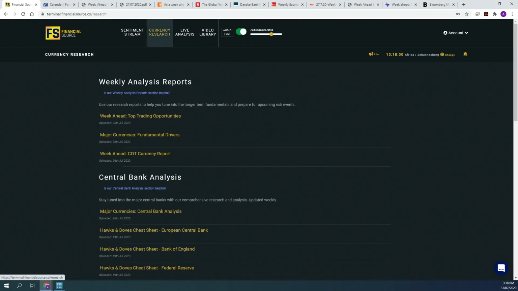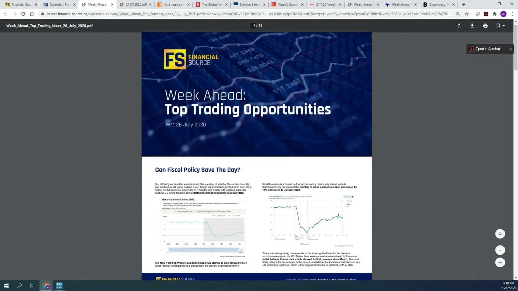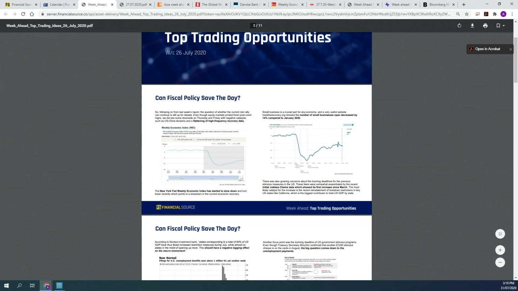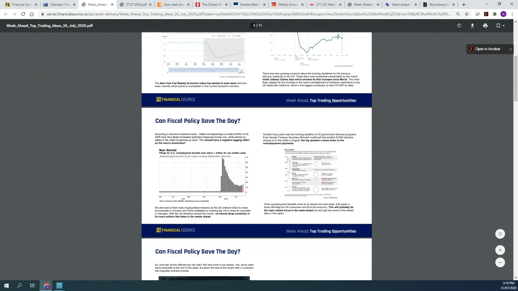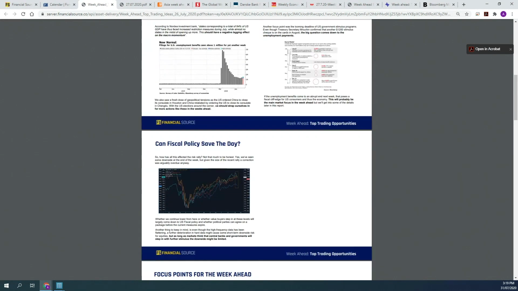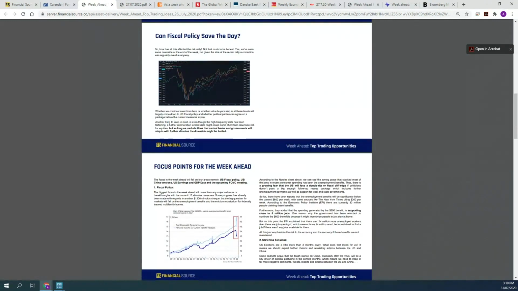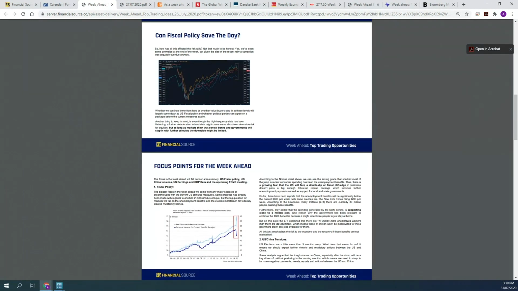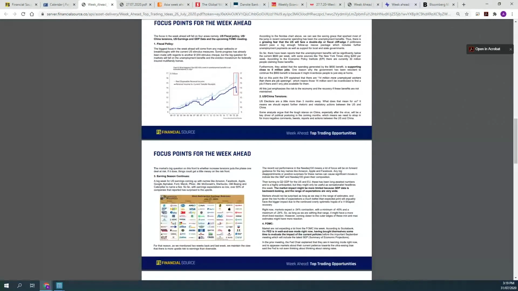Firstly, every week our analysts prepare two very useful week ahead reports for you inside the trading terminal. If you go to the currency research section, the first one is called the Week Ahead Top Trading Opportunities Report, and the second one is called Major Currencies Fundamental Drivers. The Top Trading Opportunities Report goes through the major themes we'll be focusing on in the week ahead, and any major upcoming events and possible sentiment shifts that can provide some trading opportunities.